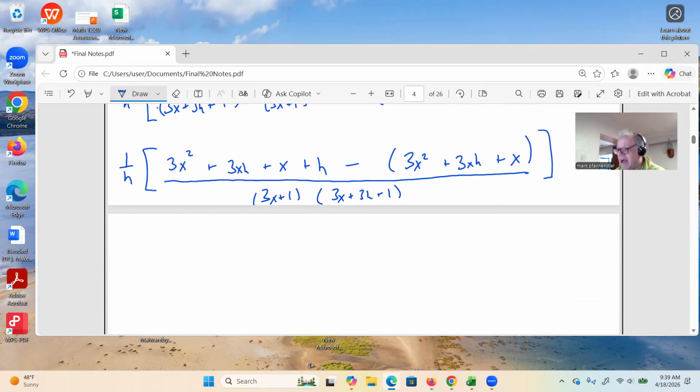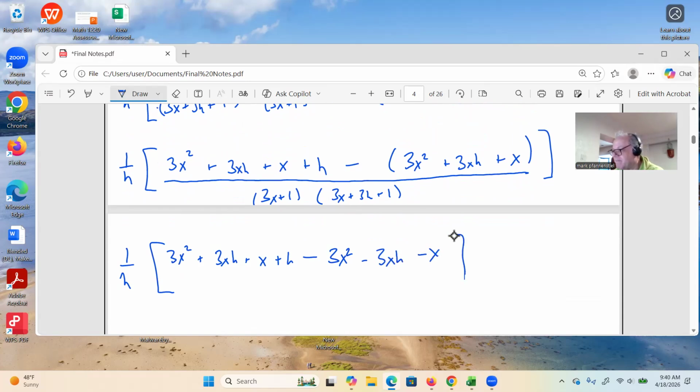Okay, so we have 1 over h sitting here, parentheses. We have a 3x squared plus 3xh plus x plus h, minus, and we're going to distribute this negative sign to everybody: 3x squared minus 3xh minus x, all divided by that same denominator. We're going to say 3x plus 1, parentheses, 3x plus 3h plus 1.